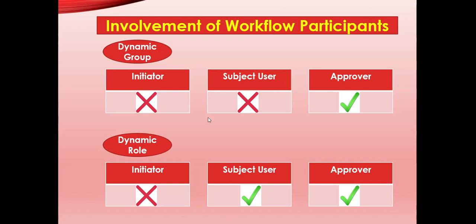So this is the concept, this is the basic difference between dynamic group and dynamic role. If we want any filtration in terms of choosing the appropriate approvers, you need to go with the dynamic role. And if there is no such requirement, means whoever the initiator or subject user is, you want the workflow to reach some constant specific set of employees only, then you should go with the dynamic group.